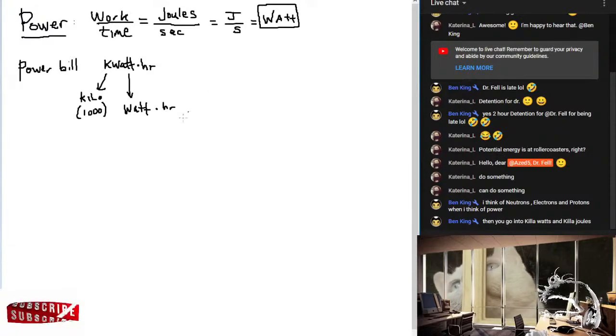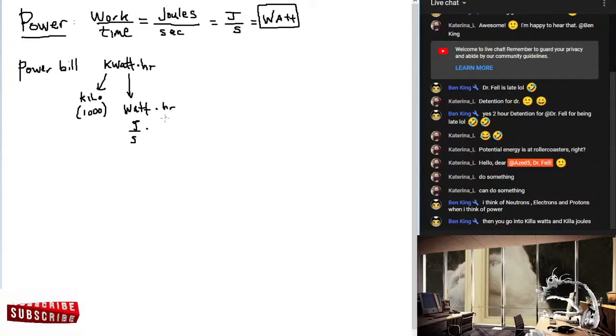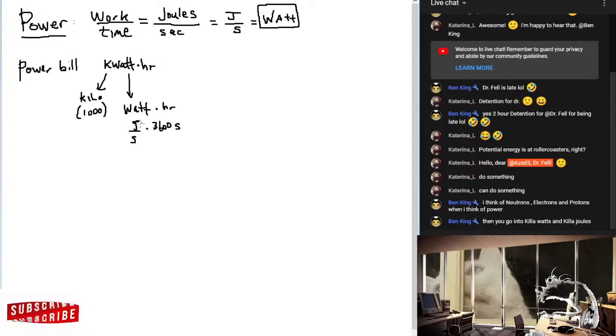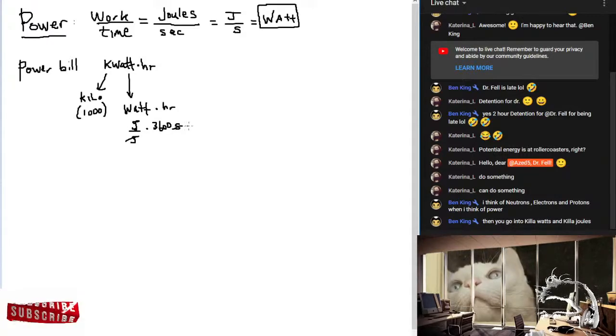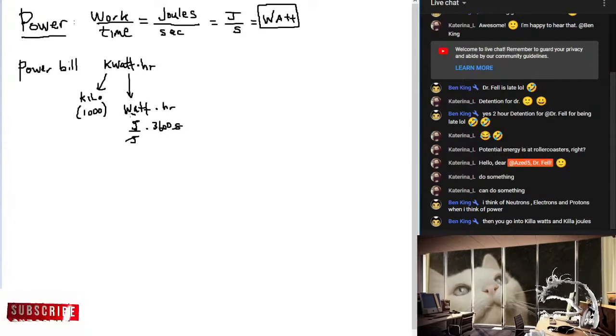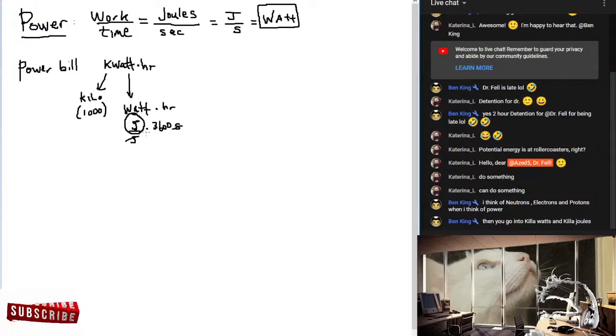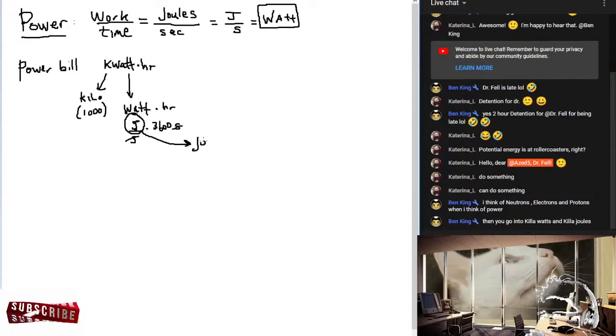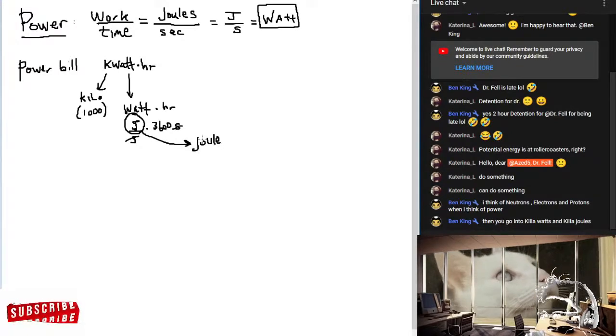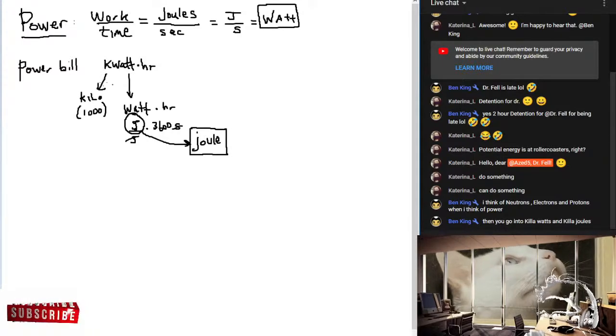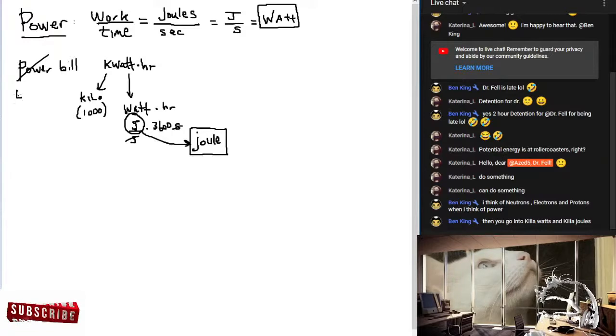So a watt is a joule per second. And then we can turn hours into seconds. 1 hour is 3,600 seconds. So technically these cancel out. So the only leftover thing you have here in terms of units is the joule. So when you're getting charged by the electric company, you're getting charged for energy. So this is technically an energy bill.